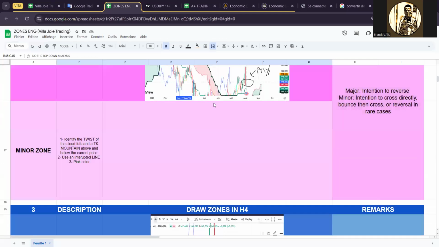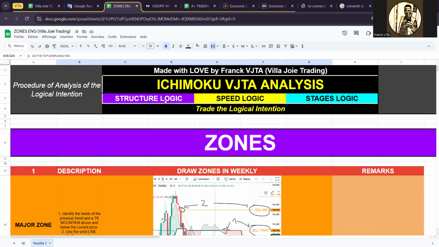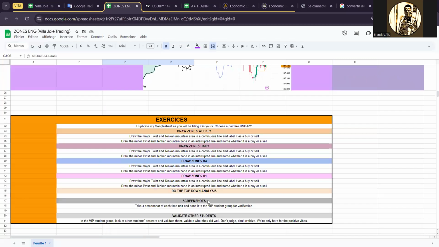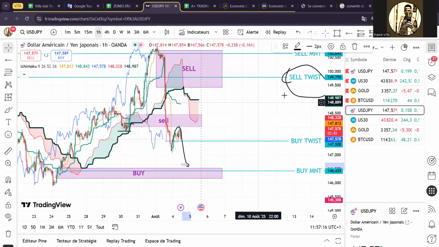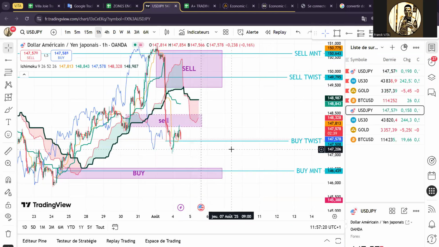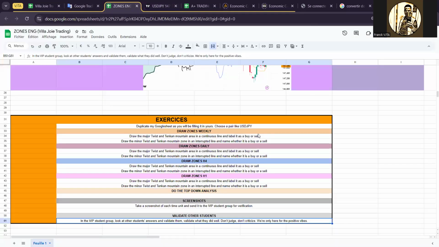So let us move on to the next, and let me show you the next element for structure. But do the exercise and then send a screenshot in the group for verification, and participate with other students in the VIP group for students. Validate, but don't criticize, just stay positive. We all validate. We are all here to make profit. We are all here to analyze. We all learn, we all progress. So see you in the next video.